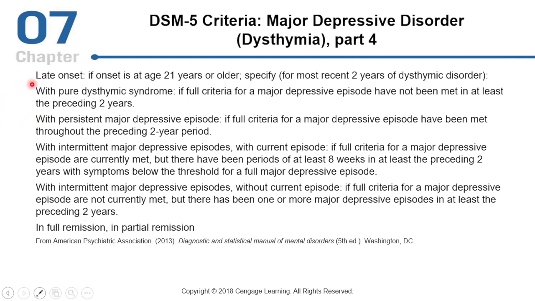Okay. Now, kung titingnan mo to, ayan, date onset, if the onset is at the age of 21 years old or older, so meaning to say, dito lang siya first na diagnosed with the said disorder, kasi usually it's younger pag nada-diagnose siya. So late onset siya pag na-detect siya ng 21 years old. The pure dysthymic syndrome, ayan, major depressive episode had not been met in at least the preceding 2 years. Persistent major depressive episode, if full criteria of major depressive episode had been met throughout the preceding 2-year period. Okay, and then there are also this one in full remission or partial remission. So, meron na siya dati and bumalik ulit. And you have to take note if it's full remission or partial remission lang siya.